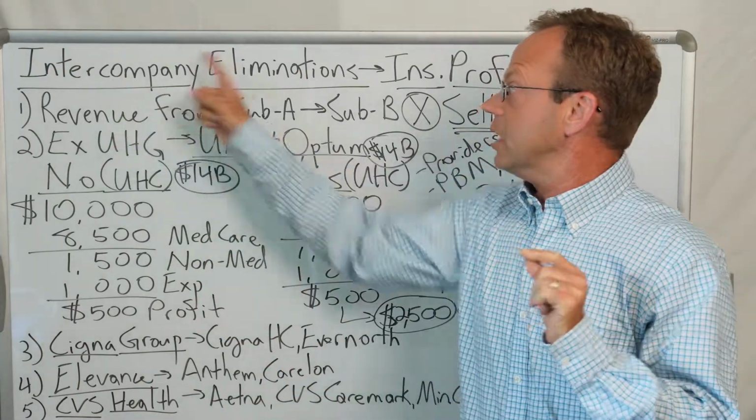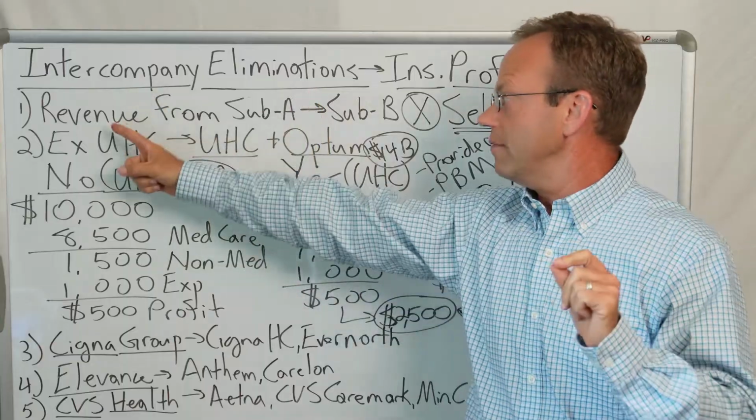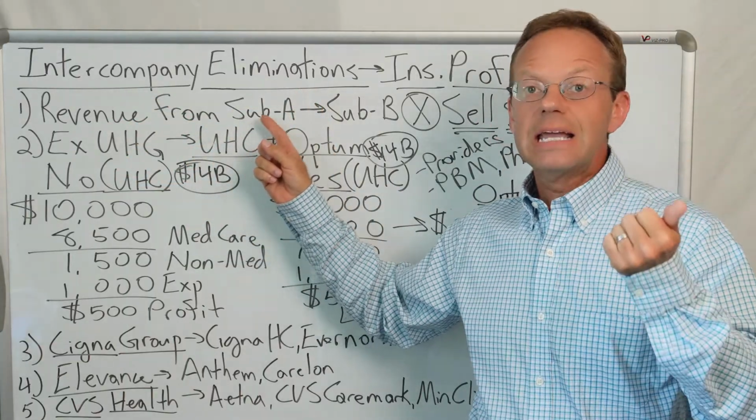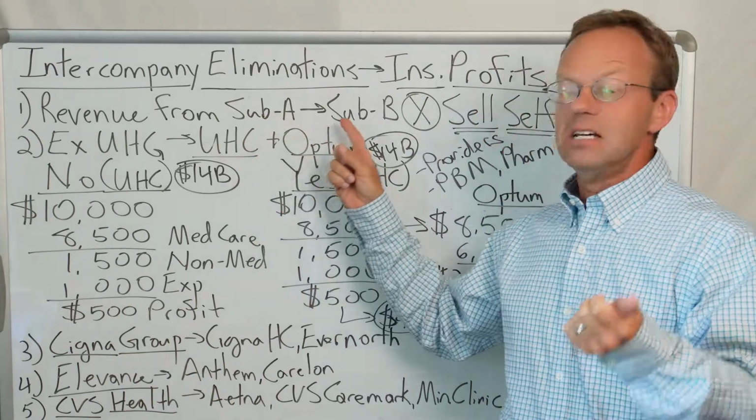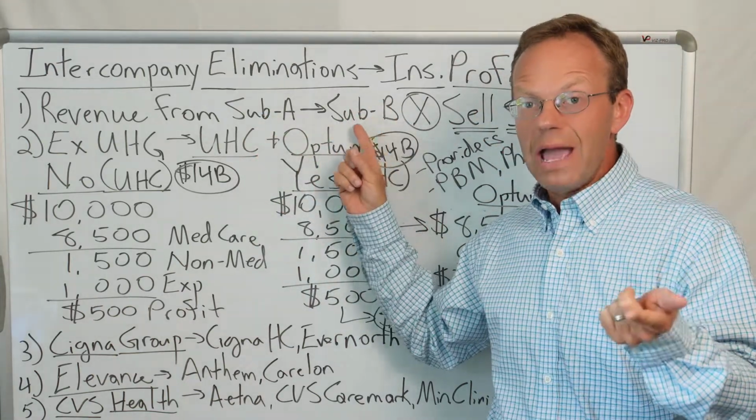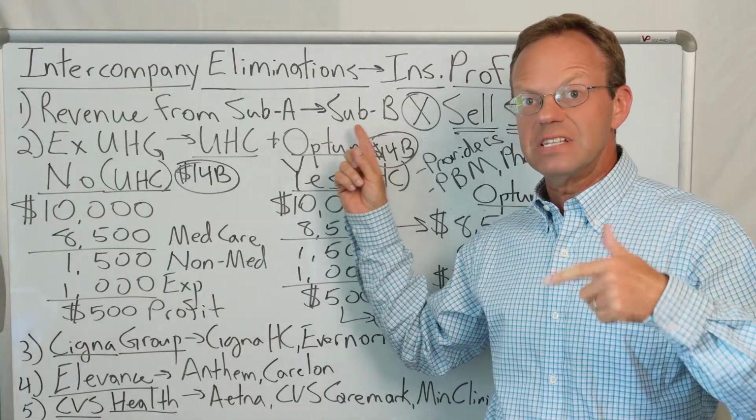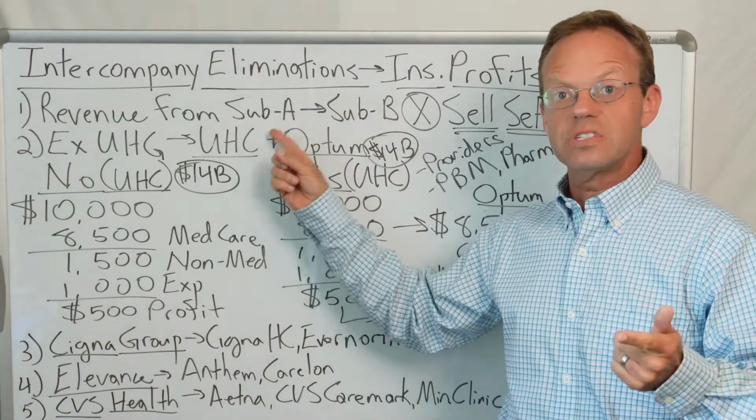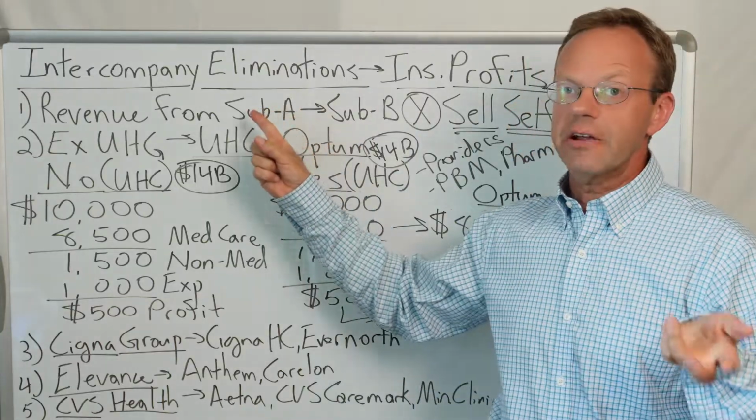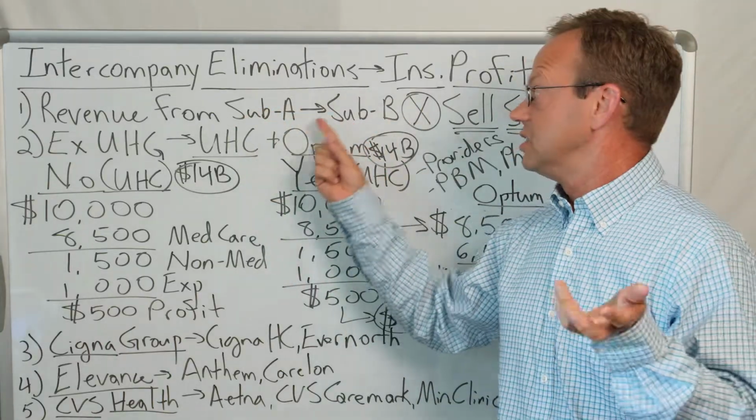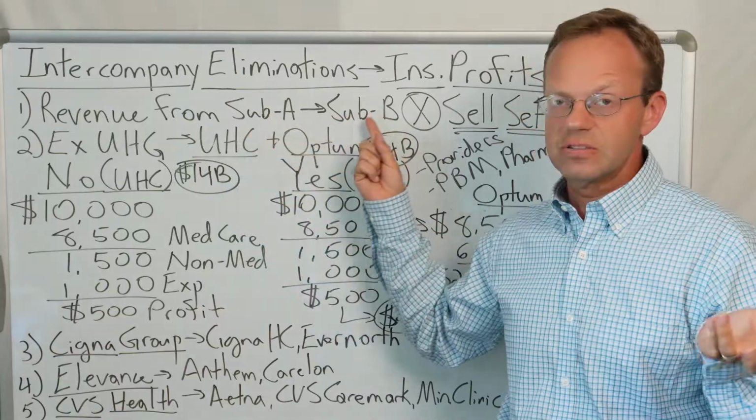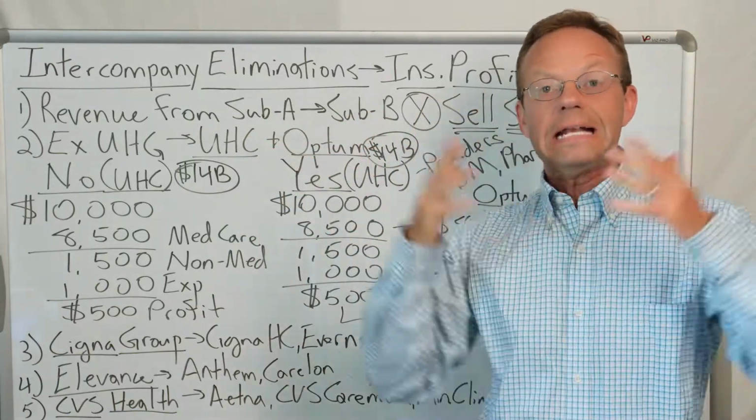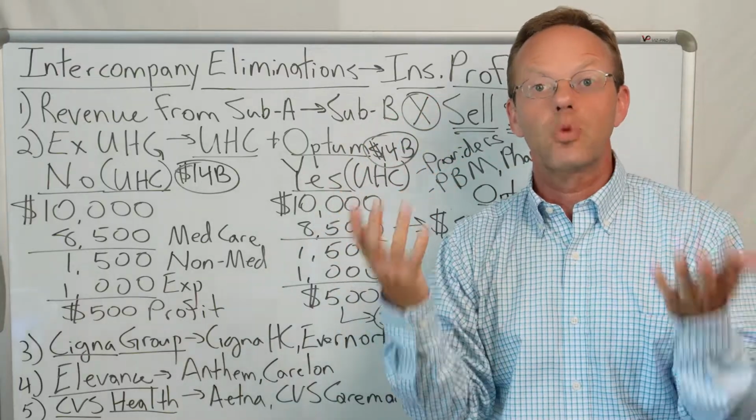Intercompany eliminations is where revenue from a subsidiary of one company cannot be counted as revenue again when another subsidiary of the same company does the services for subsidiary A. In other words, subsidiary A sold to subsidiary B, so subsidiary A is the customer of subsidiary B. You can't sell to yourself and count the revenue twice.